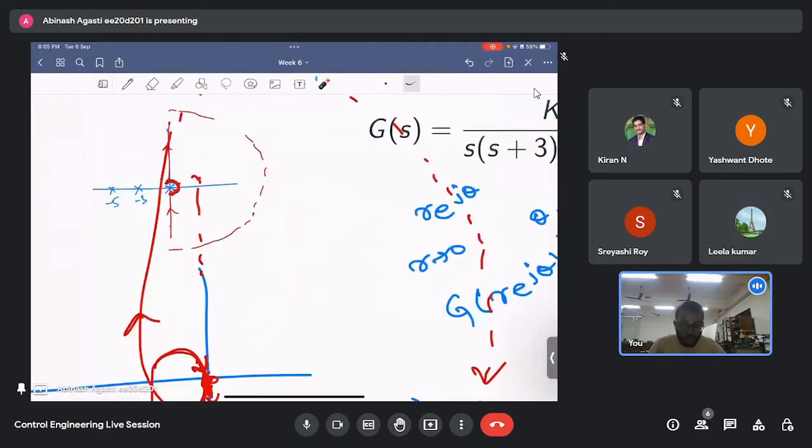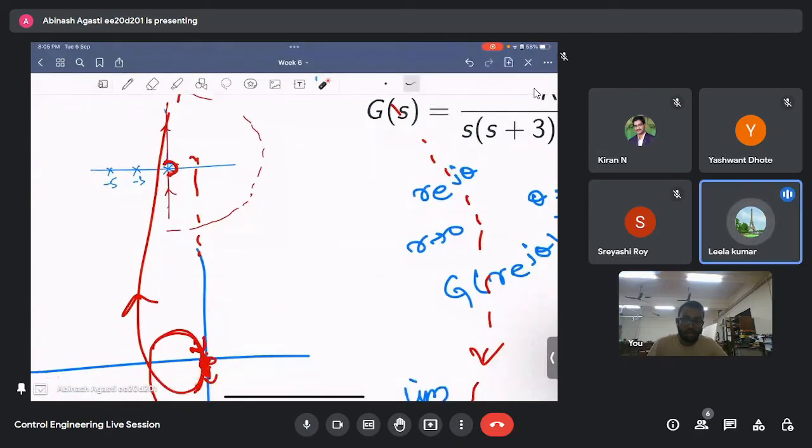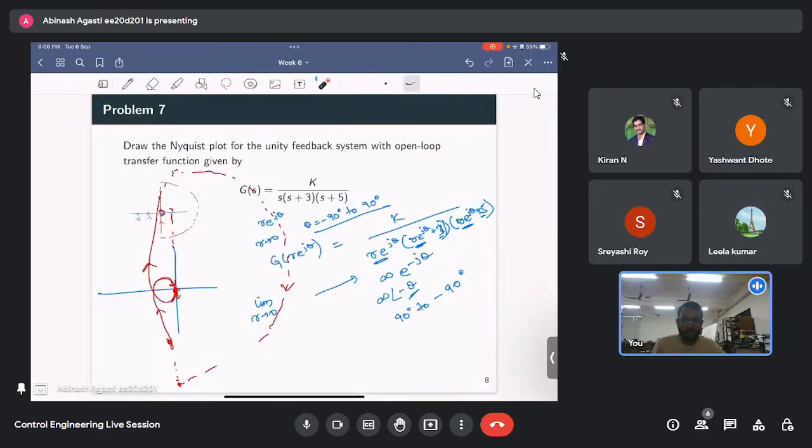Could you repeat? I did not get it. What were you asking? How did you decide that we have to map this total circle down to that? Did you go through the lectures of the Nyquist plot? Not fully, sir. Then if you go through it, this part will be clear. It will be explained that we have to map this entire contour through G of s. If I explain that entire thing, it will take a lot of time. But if you go through the lectures, it will be clear. Okay.